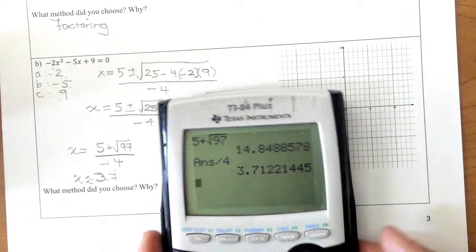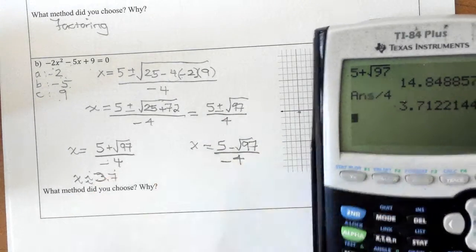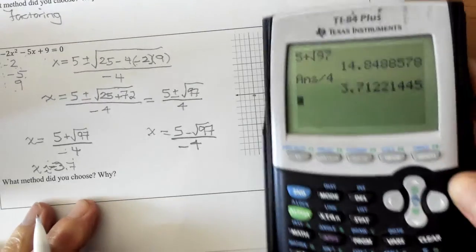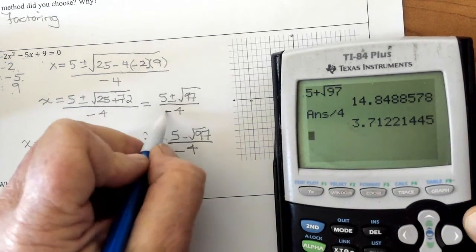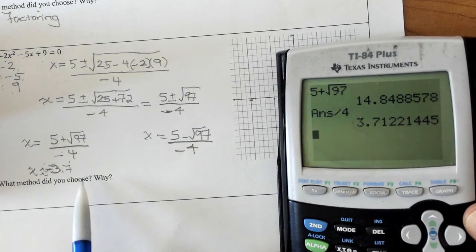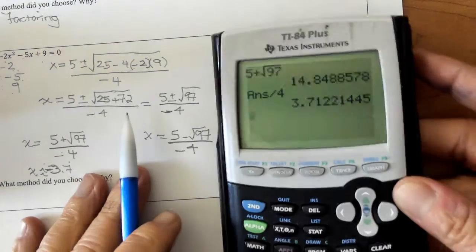Sorry, negative 4. Negative 4. So this should be negative 3.7. So you can see I forgot my negative 4 right here. That's really critical. So I fixed that, right? So now let's go over here and do this other one.